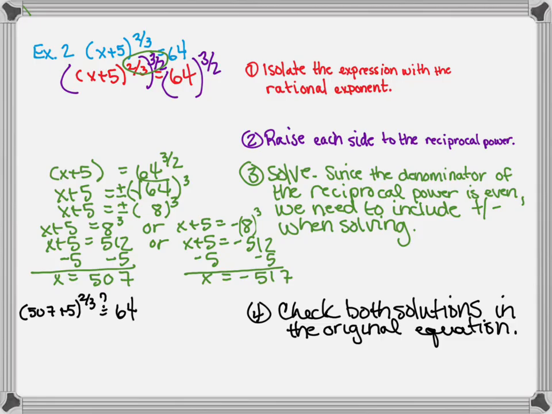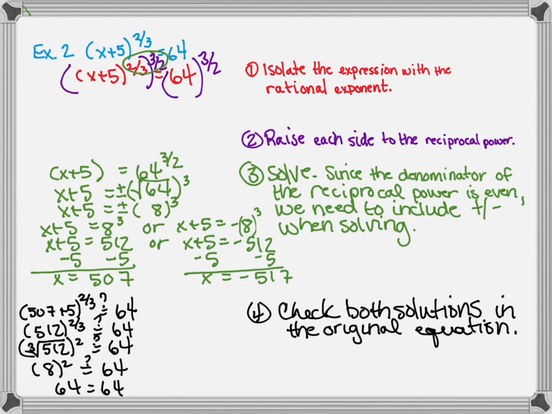So 507 plus 5 to the 2/3 power, does that equal 64? 512 to the 2/3 power, does that equal 64? The cube root of 512 squared, does that equal 64? The cube root of 512 is 8. Does 8 squared equal 64? Yes, 64 equals 64. The first solution, 507, checks out. Let's check the second one.